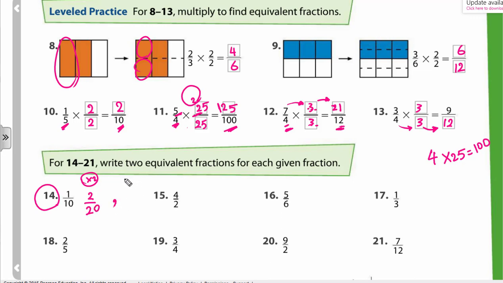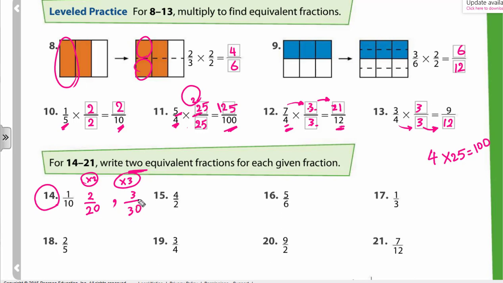Because we need 2 equivalent fractions. Another. Multiply by what? Multiply by 2 again? It will give you 2 over 20 again. It's the same fraction. Choose another number. If we multiply by 3, the numerator will be 1 times 3, which equals 3, and 10 times 3 equals 30. Excellent. Great work, Salman. You are a hero.